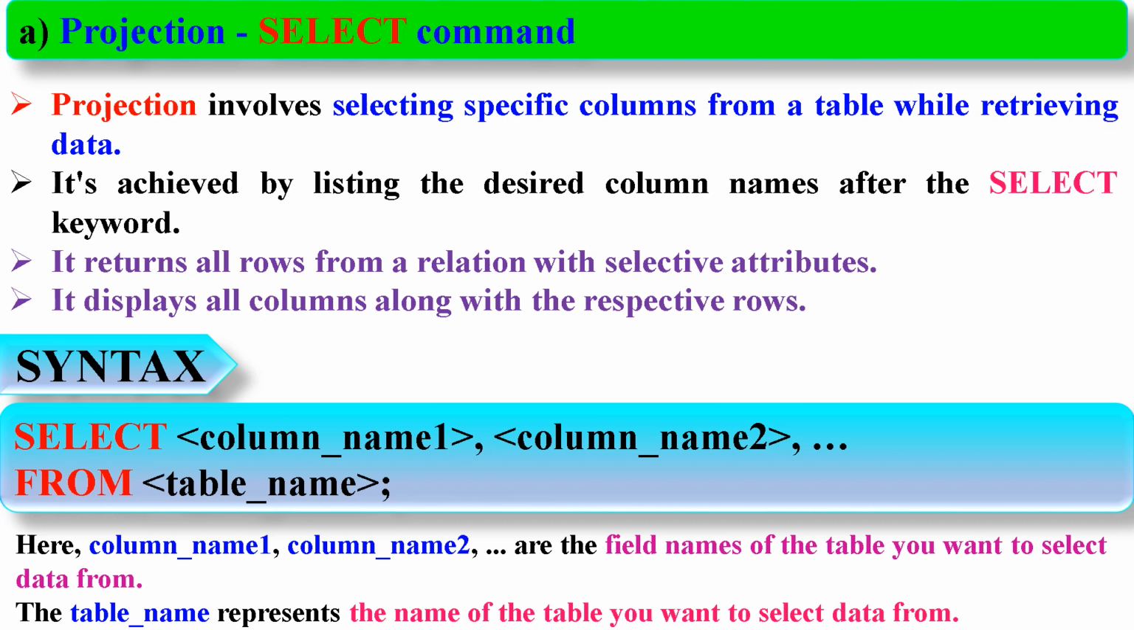The syntax is select column_name1, column_name2, and so on, from table_name semicolon. Here, column_name1, column_name2 are the field names of the table you want to select data from. The table_name represents the name of the table you want to select data from.